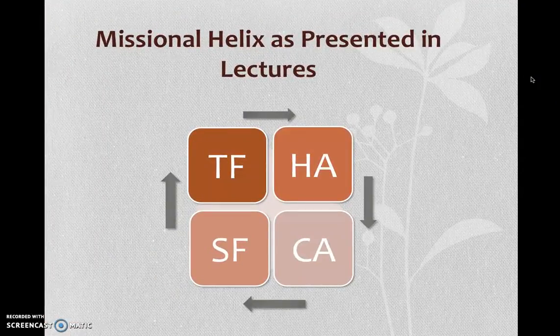So here's the Missional Helix as presented in the lectures. It begins with theological formation, moves into historical analysis, down to cultural analysis, and that flows into strategy formation. The model works in a circular fashion. Crank it around like this, and the end result is your strategy. I think also in the lectures, at each stage, missions activity or some sort of ministry activity spun off of it.